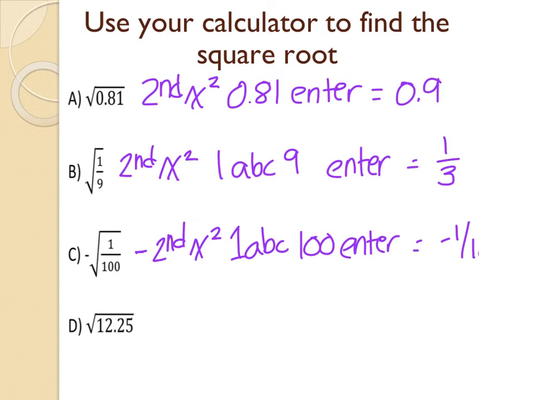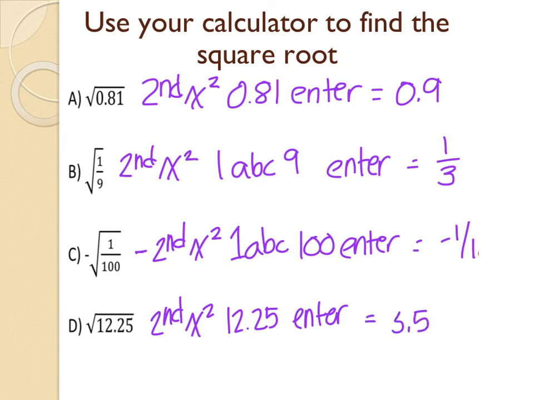And for D, you'll do second, x squared, 12.25, enter, and that equals 3.5. I'm going to write this one different to match my other ones.